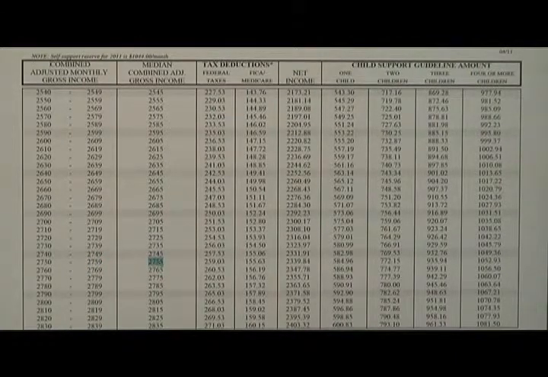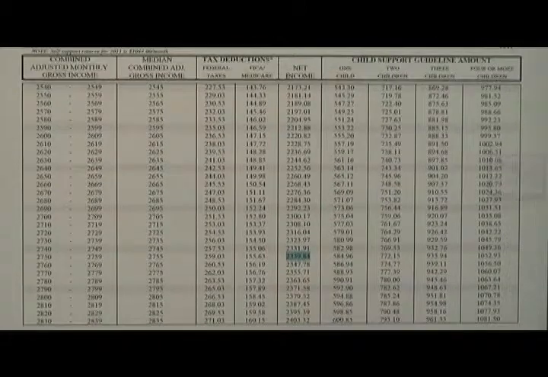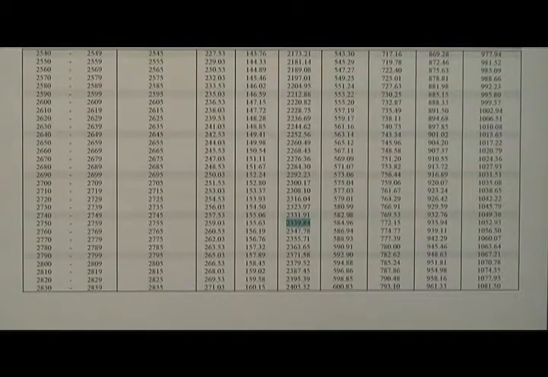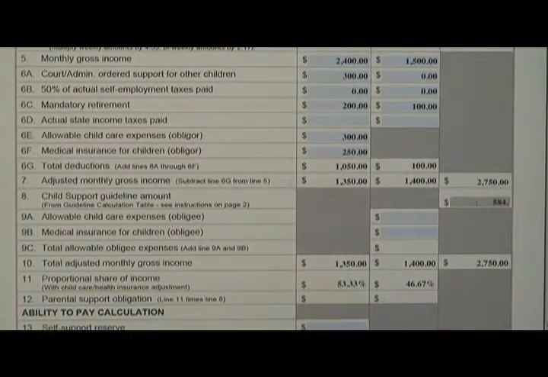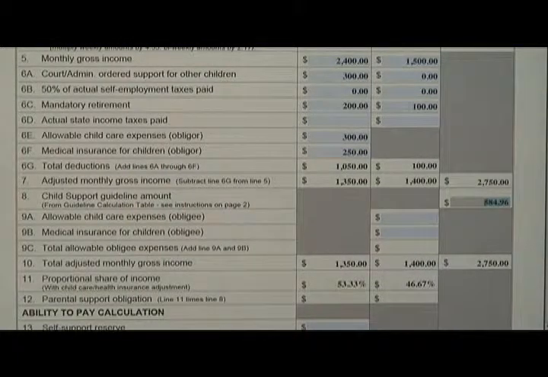In the second column, the adjusted gross monthly combined income will be $2,755. After the taxes, the net income will be $2,339.84, which will bring the child support guideline amount for the combined income amount of $2,750 to $584.96. So in line 8 on our Child Support Guideline Worksheet, we will fill out $584.96 under the Child Support Guideline amount.